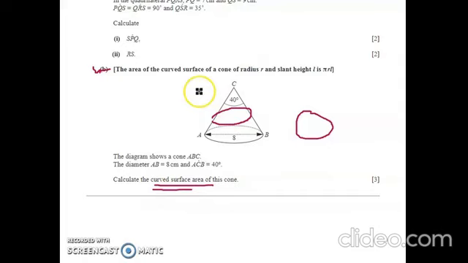और उस कर्व्ड सरफेस एरिया, the area of the curved surface area of radius r and slant height l is pi rl. So pi rl, this is how we find. That is why the area of the cone is pi rl plus pi r square, क्योंकि pi r square जो है वो इसका होता है.